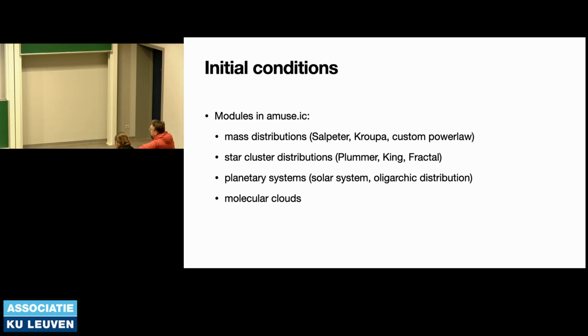AMUSE offers a lot of different modules. One of them is for initial conditions. We have a number of initial conditions that we can generate from AMUSE, for example, for the masses. We have a mass distribution for Salpeter mass function, Kroupa mass function, any kind of power law that you like. For standard cluster distributions like a Plummer or a King model, or a fractal distribution if you want to start from an earlier age. For molecular clouds, for planetary systems, so lots of different ones to choose from.